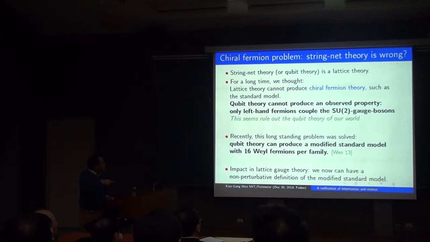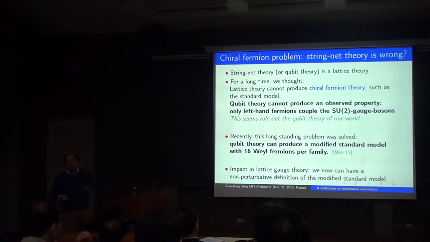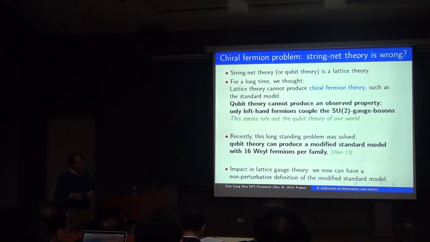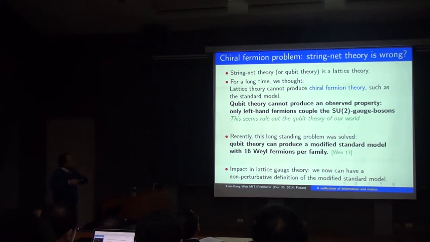So basically, this qubit theory can produce chiral fermions. However, we have a modified standard model. The standard model has 15 Weyl fermions per family, and that one probably cannot be produced by qubits. But if you modify the standard model, so that there are 16 Weyl fermions per family, then this version of the standard model can be produced by qubits. So therefore, the chiral fermion problem can also be produced by stringlet theory.